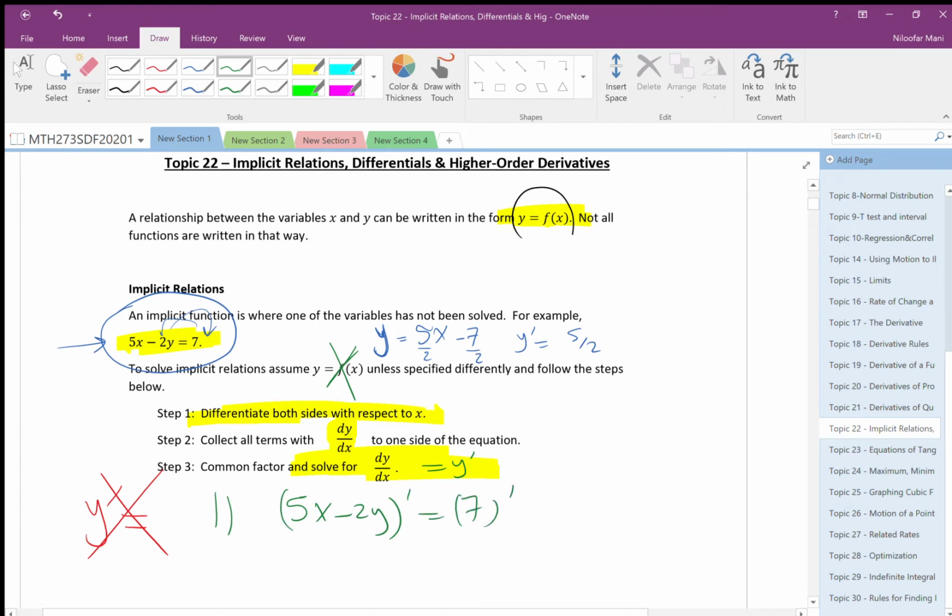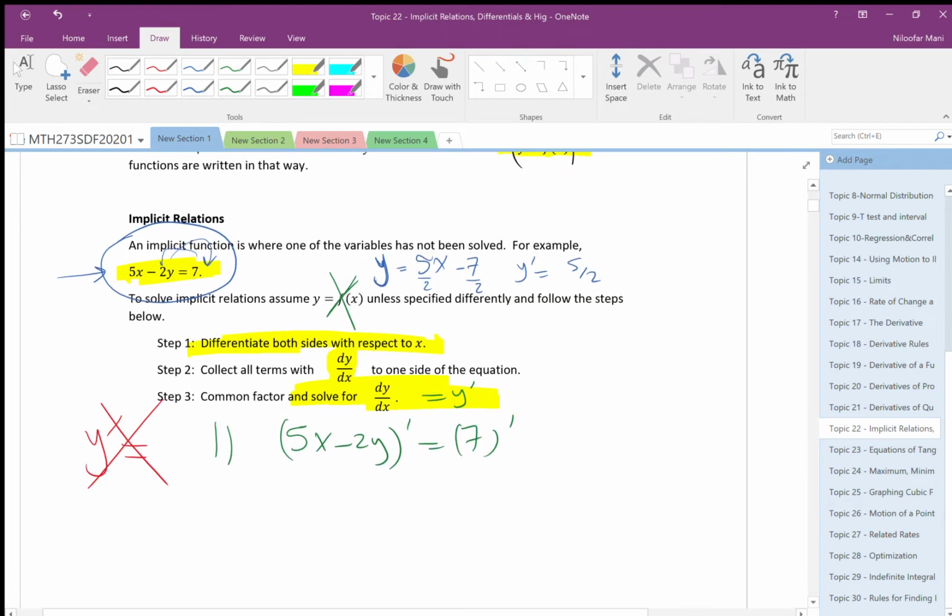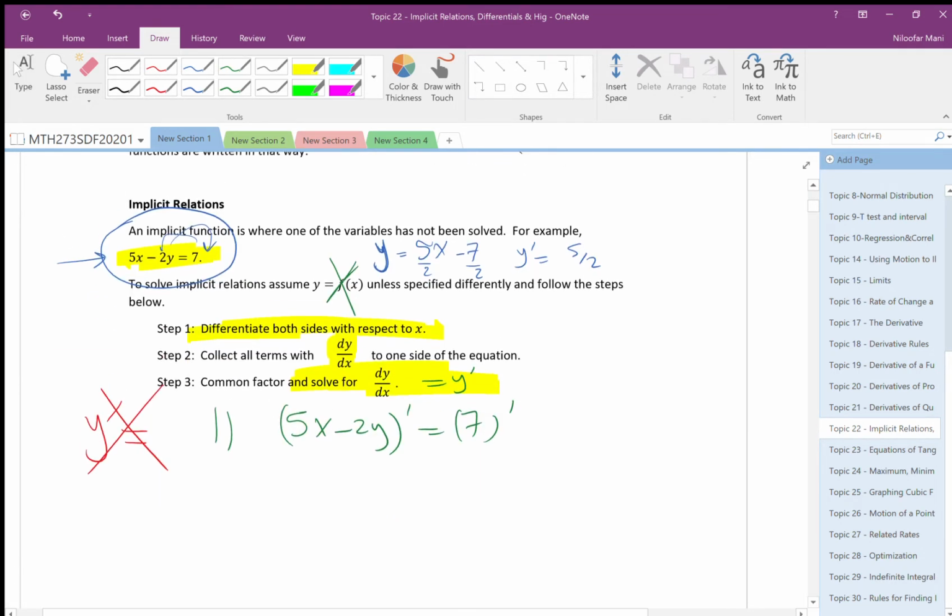Okay, derivative of both sides. So what should I do? If I do derivative of both sides, if I multiply both sides, if I divide both sides, I didn't change my question, okay? So nothing is wrong. So I can do derivative of both sides. So far, so good. So then all the rules apply.